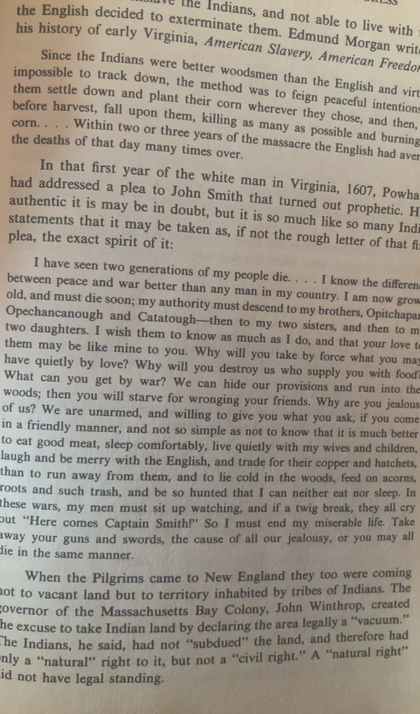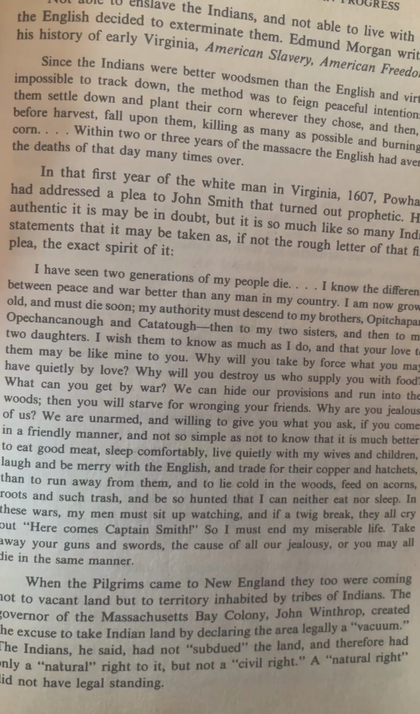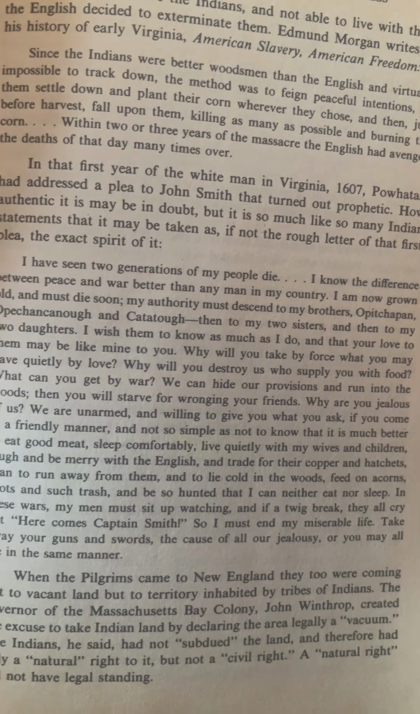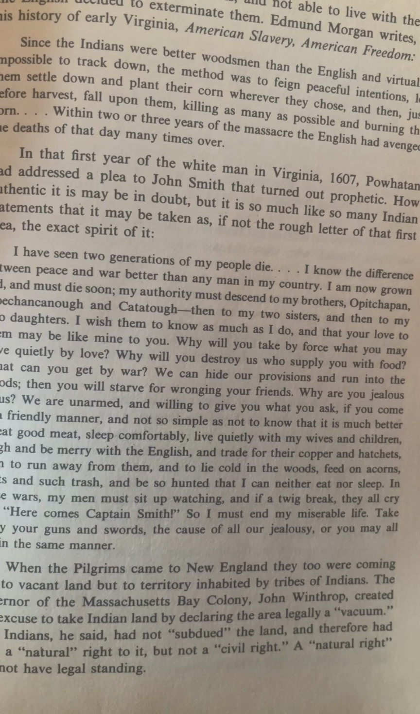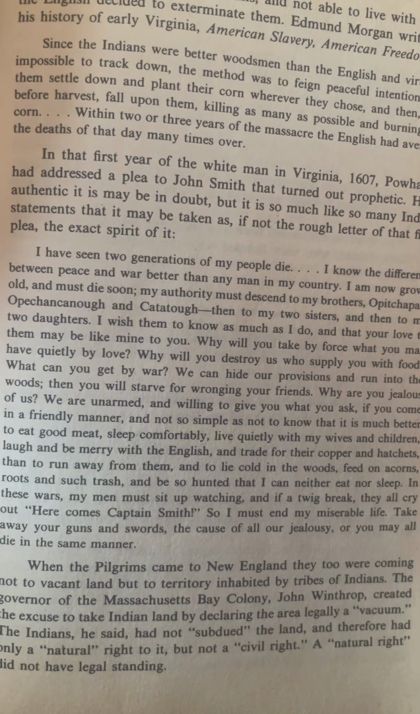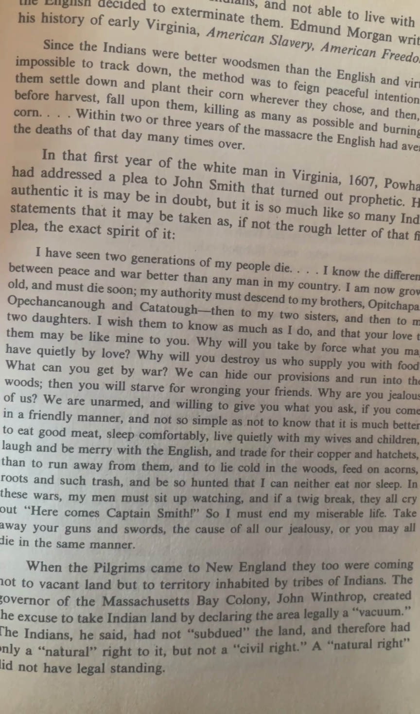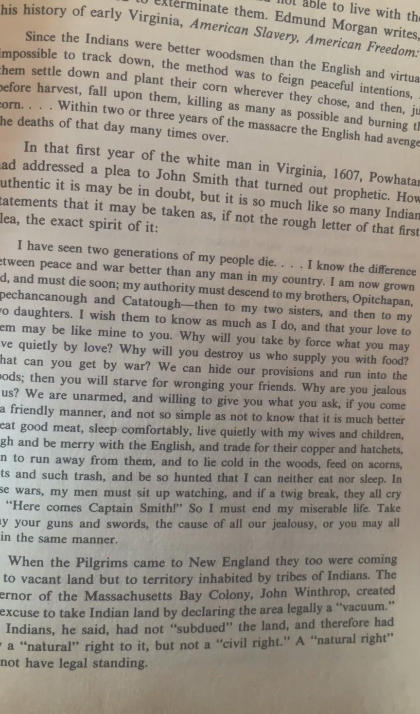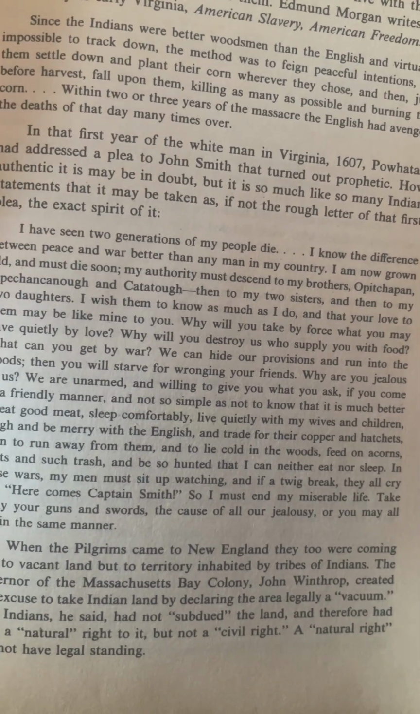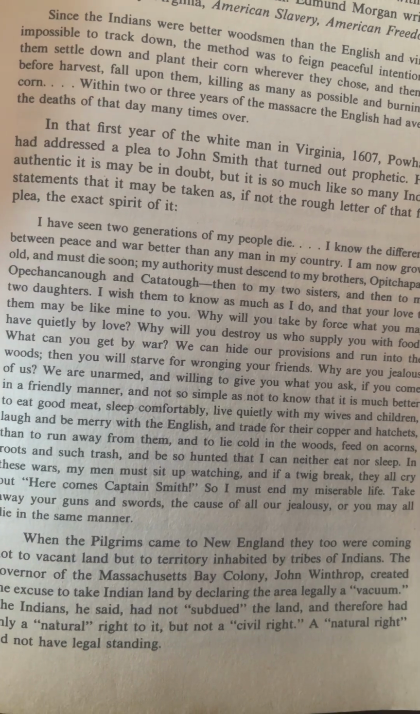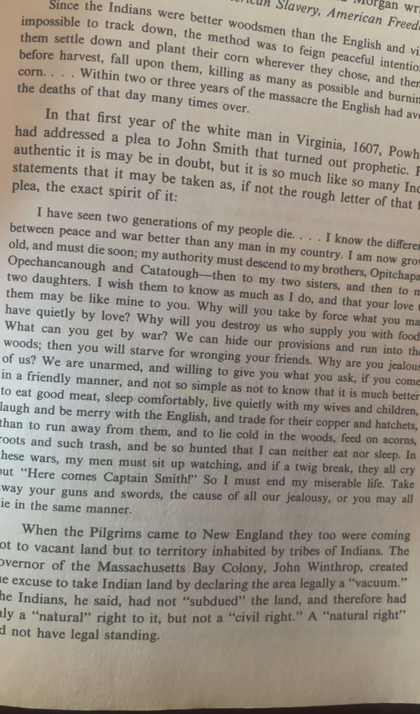I have seen 2 generations of my people die. I know the difference between peace and war better than any man in my country. I am now grown old and must die soon. My authority must descend to my brothers, Opichapan, Opechancanough, and Catato, then to my 2 sisters, and then to my 2 daughters. I wish them to know as much as I do, and that your love to them may be like mine to you. Why will you take by force what you may have quietly by love?